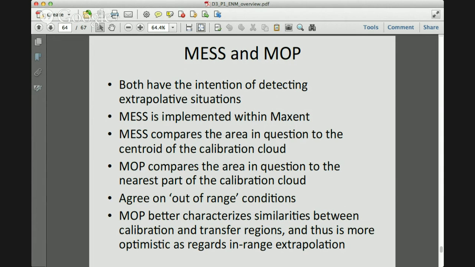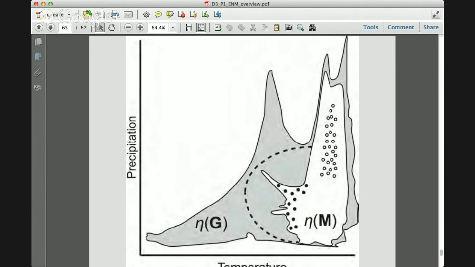So I'm not going to go into the comparison between MESS and MOP. MESS is implemented within Maxent, but it's not implemented completely appropriately to speak to the issue of model extrapolation. So I would recommend to you MOP as a better mapping of extrapolative conditions.